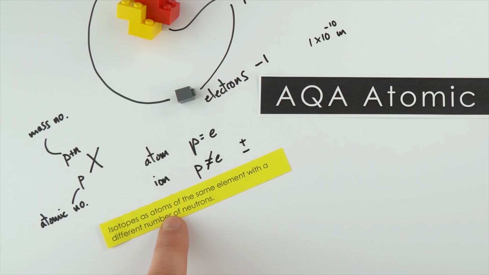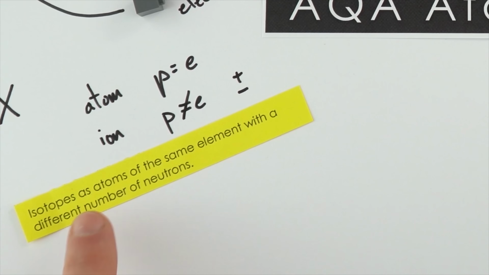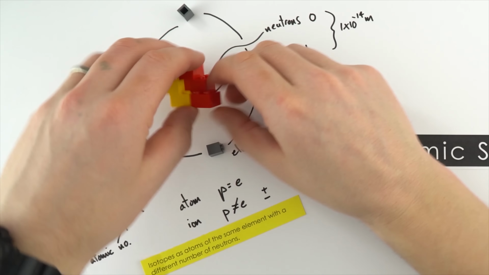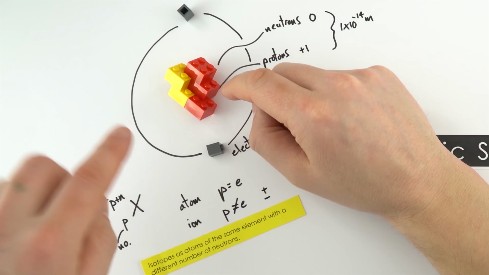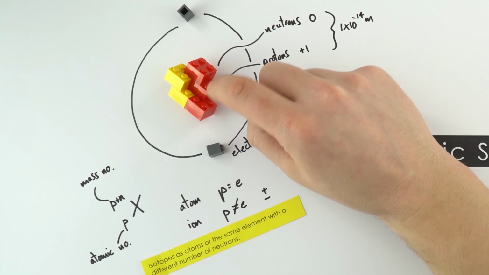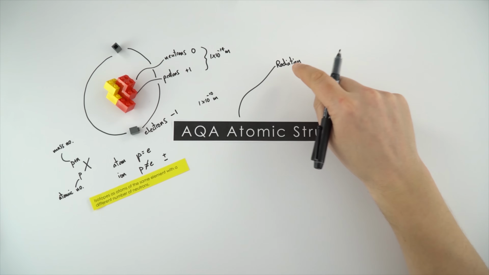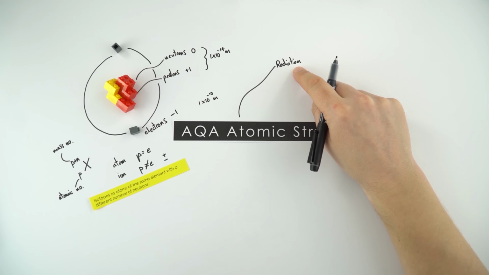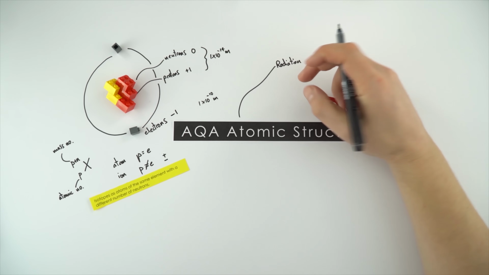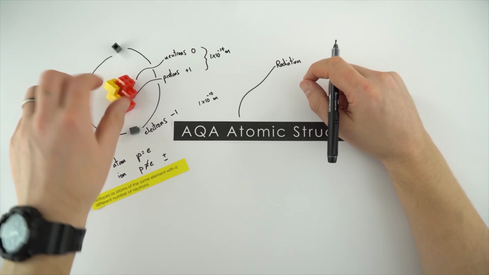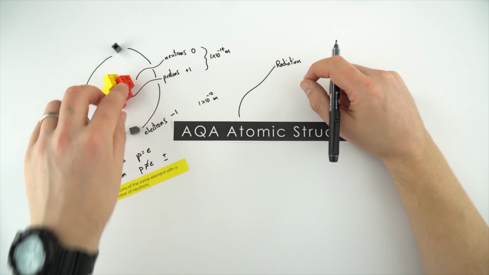So these are atoms of the same element but with a different number of neutrons. So that might be this thing up here. Maybe it's got an extra neutron. We still have the same number of protons, so it's still the same element, but now it's got a different mass number. And that's what's known as an isotope. Now, sometimes we have unstable isotopes. And if you have an unstable isotope, it tries to become more stable by giving out particles or something from the central nucleus of that atom.